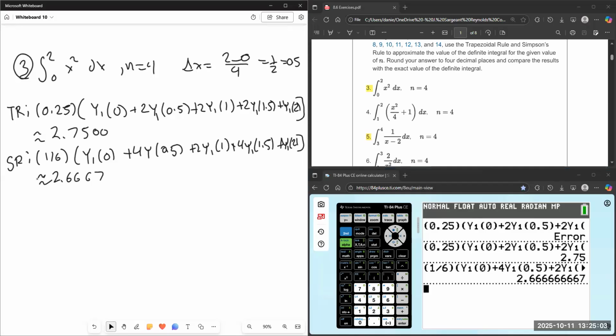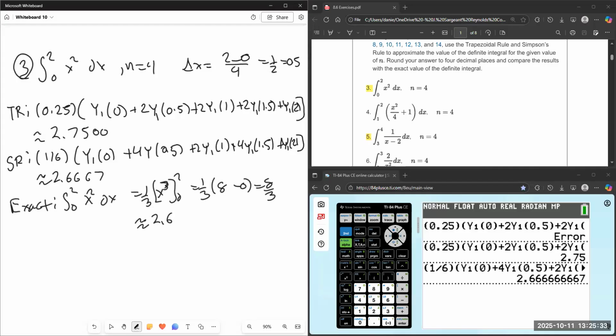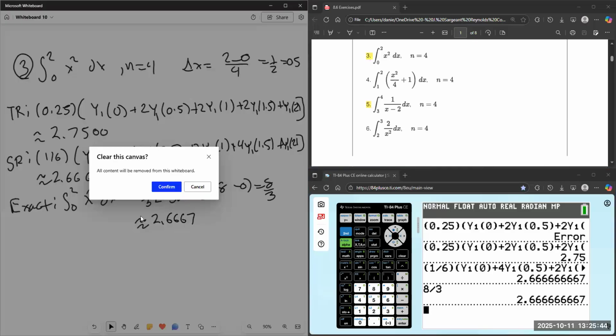The assignment here wants us to round everything to 4 decimal places, even if it terminates before the 4th decimal place. The exact value here is going to be the integral from 0 to 2 of x squared dx, which is 1/3 x cubed, evaluated from 0 to 2, which is 1/3 of 8 minus 0, which is 8/3, approximately 2.6667. Let me show you that 8/3. There we go. So Simpson's rule is the best approximation. Let's go ahead and look at number 5.